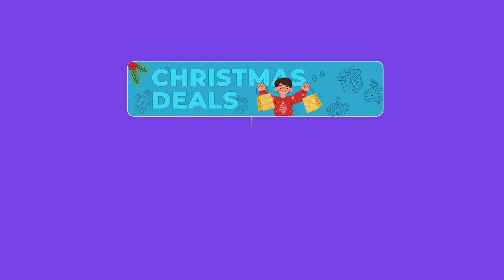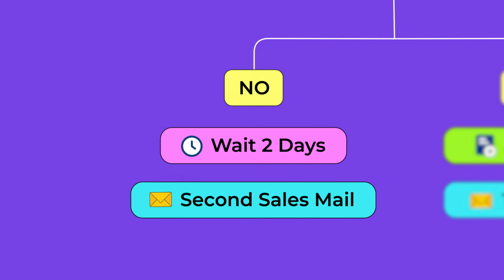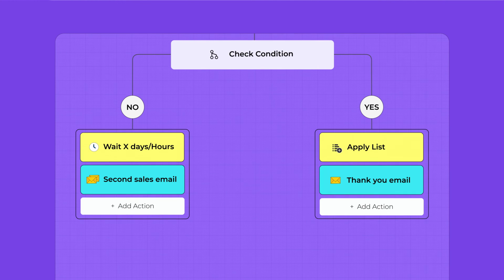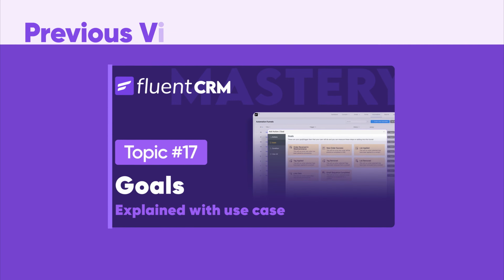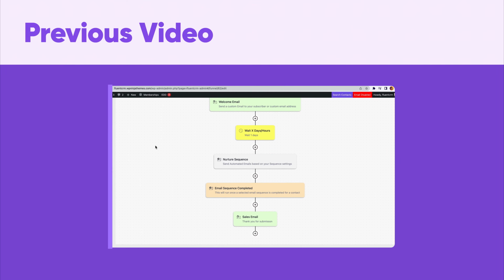In some situations, we need to look for conditions and take different actions based on what we find. The condition feature of FluentCRM lets you do a lot of different things based on different conditions. In our last video, we explained how to send the audience to the right stage of your funnel. This one will shed some light on conditions.